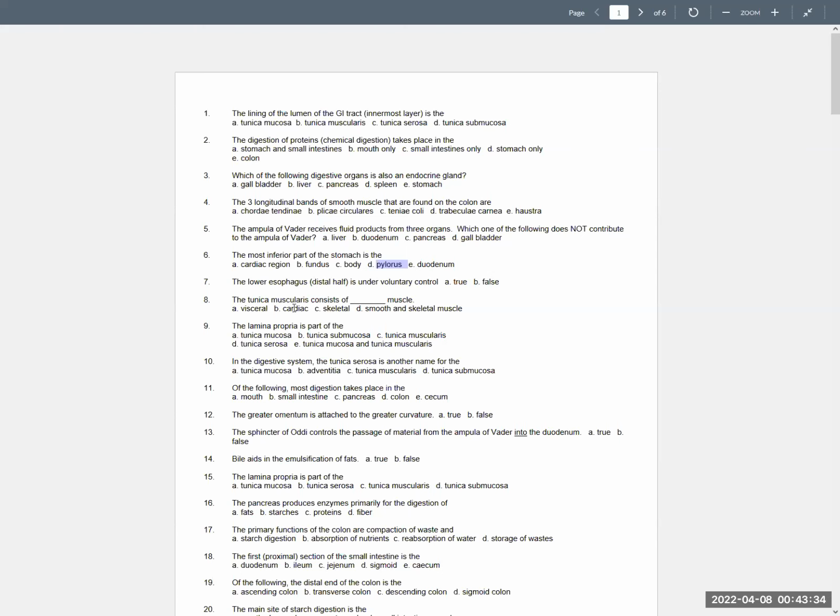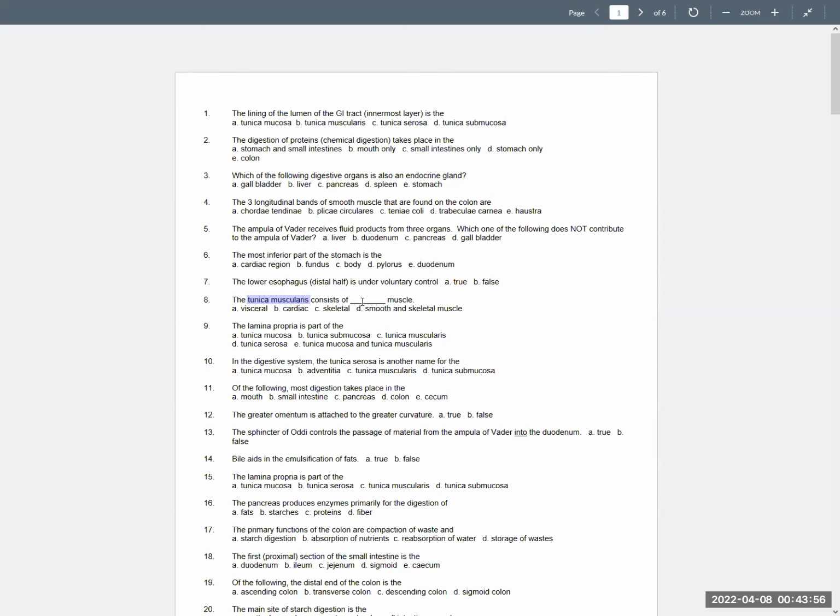What's the thing I could confuse it with? I could confuse it with the muscularis mucosa. That's part of the tunica mucosa. The tunica muscularis, though, is an entity of its own. Counting from the inside out, it's the 3rd layer of the GI tract.